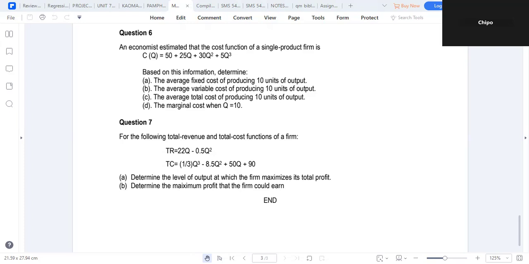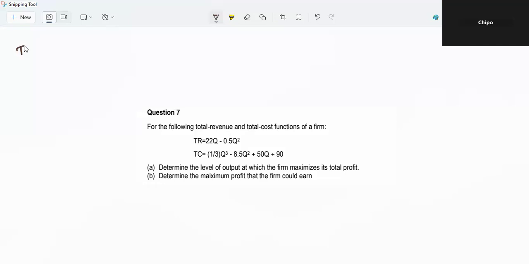What's the formula for profit? What's the formula for total revenue, Chipo? Total revenue is called what? Price times quantity. What's the formula for total cost? Total fixed cost plus what? Total variable cost. What's the formula for the profit? Profit is called what? Total revenue minus total cost in brackets. So the profit is simply the difference between how much you're earning and how much you're spending.